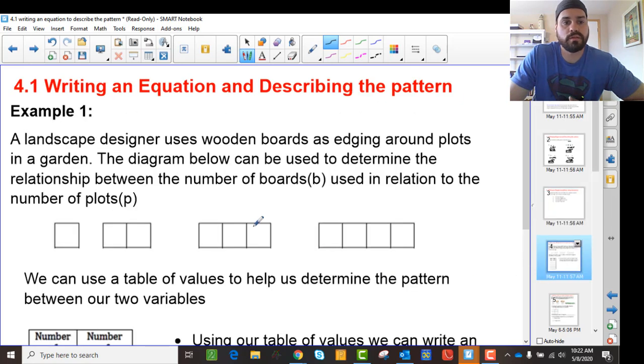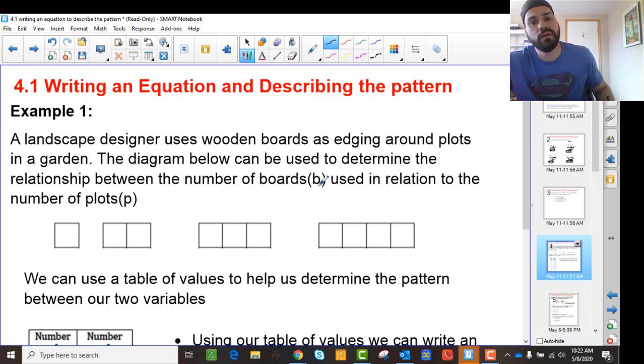Okay. So here's an example. It says a landscape designer uses wooden boards as edging around plots in a garden, and the diagram below can be used to determine the relationship between the number of boards used in relation to the number of plots. Okay, and you'll notice the first thing we do is we assign a variable. So we're going to say number of boards, number of plots.